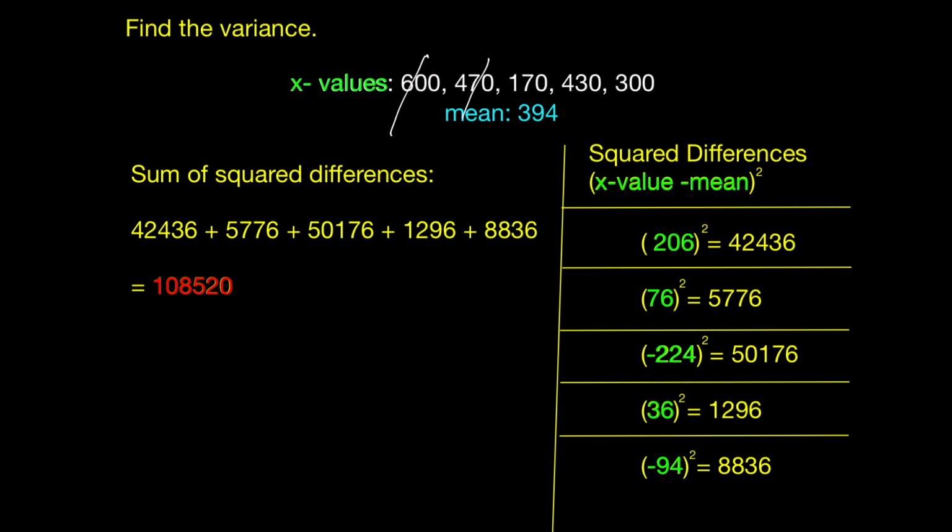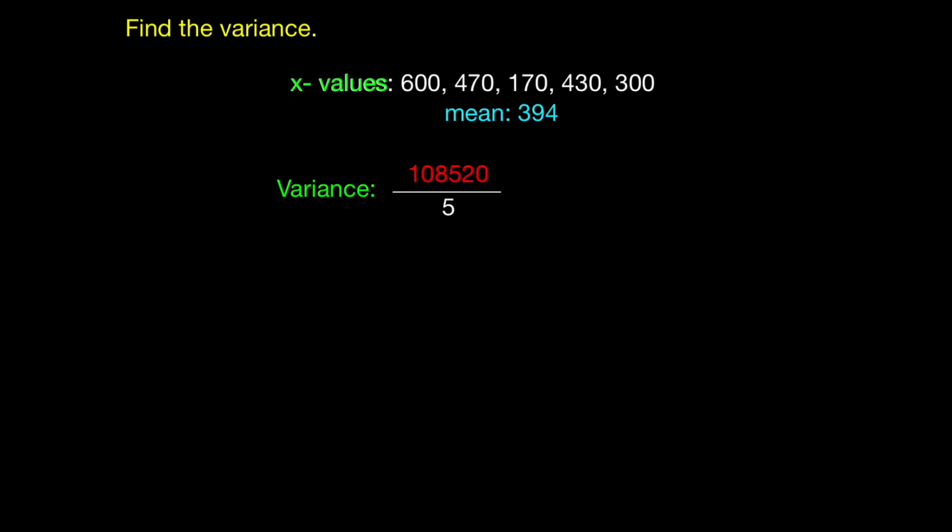So recall that I had a total of 1, 2, 3, 4, 5 x values. So I'm going to divide by 5. And that final calculation is famously known as the variance. So here my variance is going to be 108,520. That's the sum of the square differences.